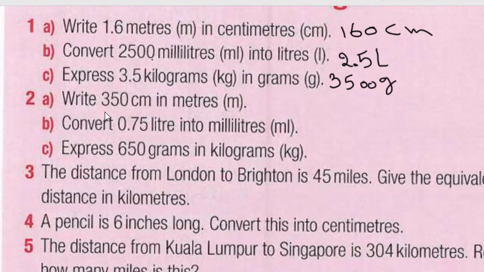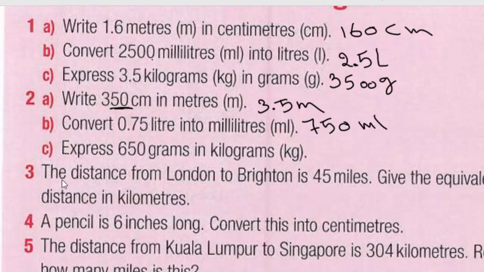Question 2. Write 350 centimeters in meters. So 300 centimeters will be 3 meters, and the 50 centimeters is half a meter, so we have 3.5 meters. Convert 0.75 liter into milliliters. So that would be 750 milliliters.